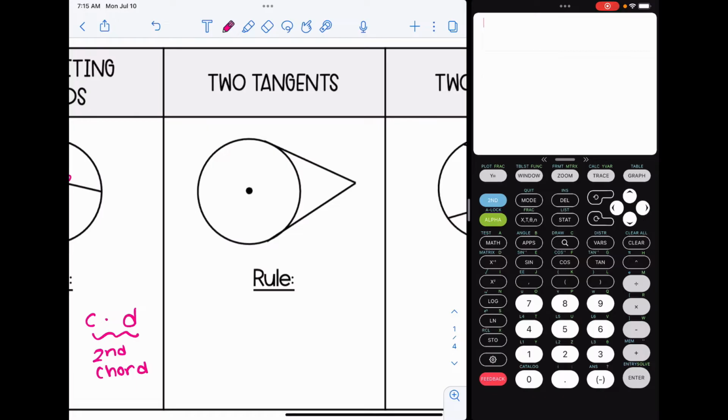If we have two tangents, this one is quite simple: two tangents that meet at the same external point are just equal to each other. There's nothing more to do there. If I label one as A and one as B, we would just say A is equal to B.